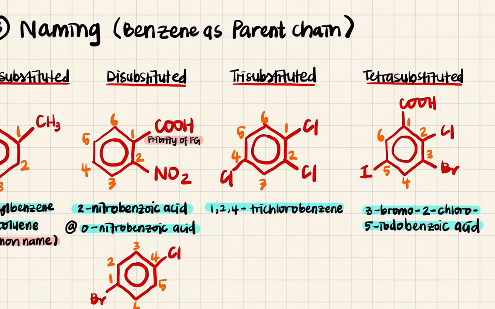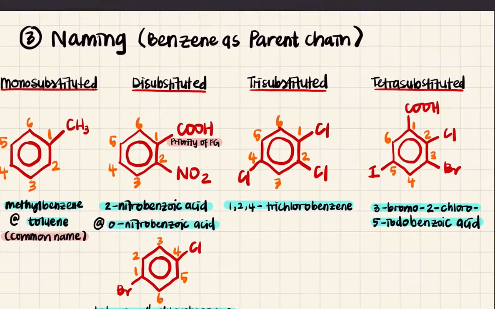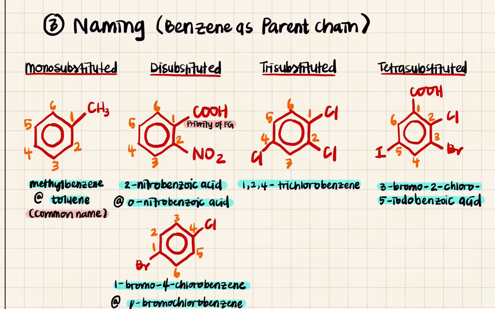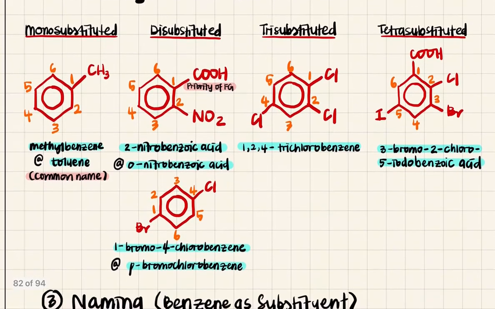Tetra substituted maksudnya ada 4 functional groups, 4 substituents. Okay, so in this case, awak punya benzoic acid will be your parent chain. Alright, parent chain. So the others will be your substituents. Okay, so numbering tu awak ikut lah. Nombor paling kecil, okay, ikut sini. Dengan naming ikut alphabetical order. Macam biasa, okay. Alright, that is naming when your benzene is your parent chain.